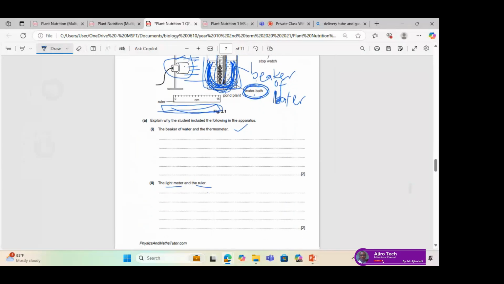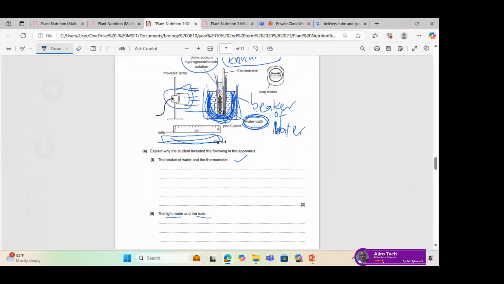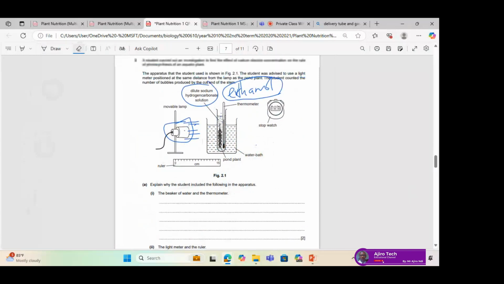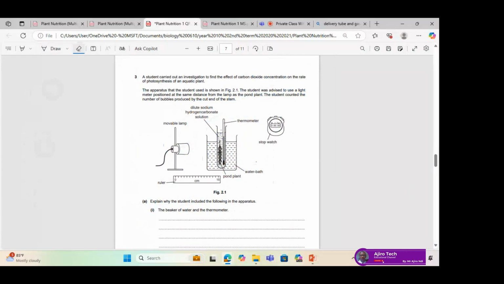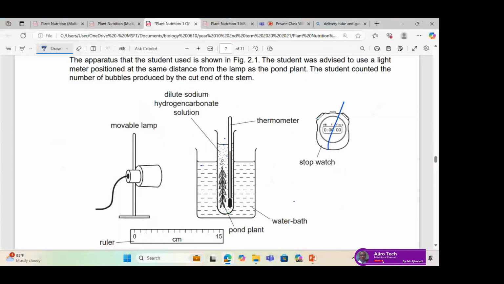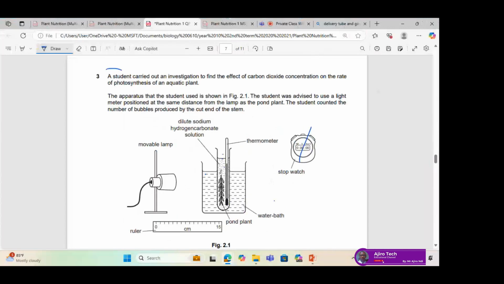Most times you ask questions like this a lot. Look at the experiment and figure out what significance each apparatus holds based on the idea painted by the experiment. Usually, anytime you have a question like this, the first thing that should catch your attention is the aim of the experiment, what the investigation is about. They said the student carried out an investigation. What is this finding out?